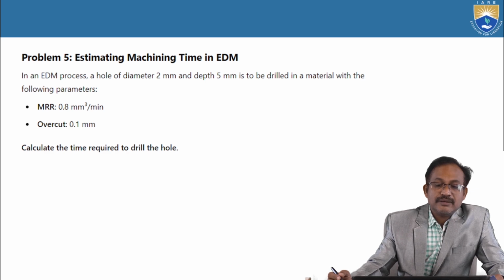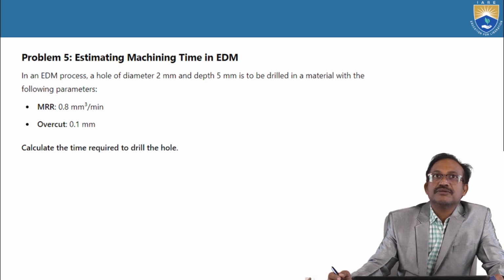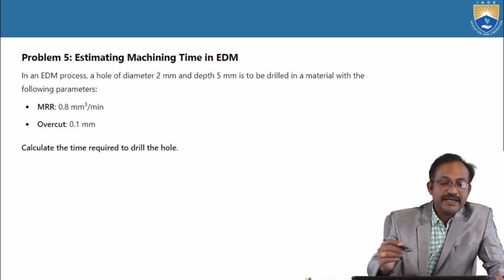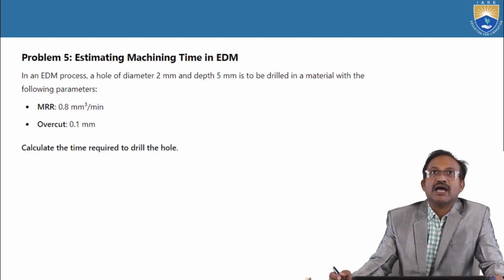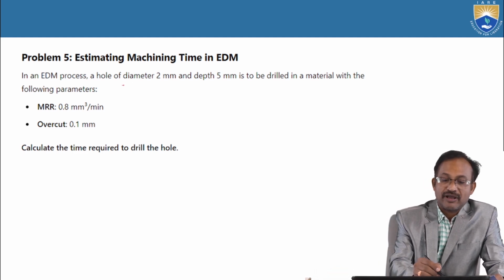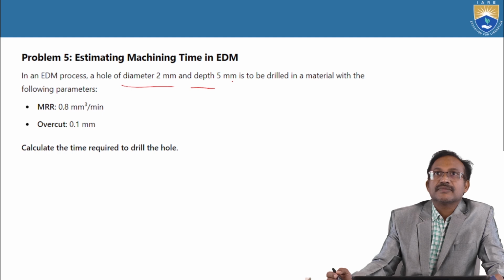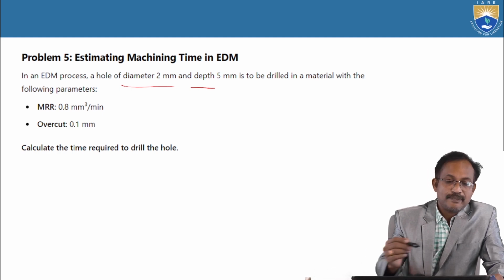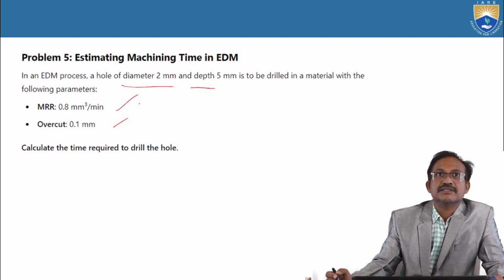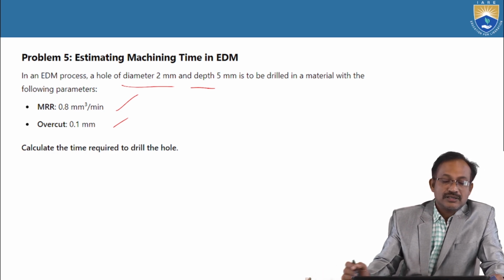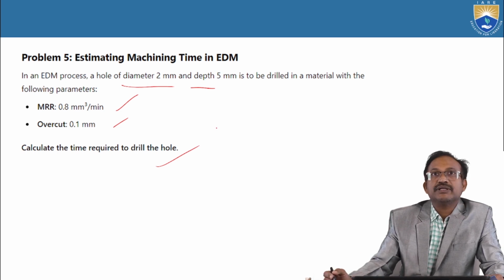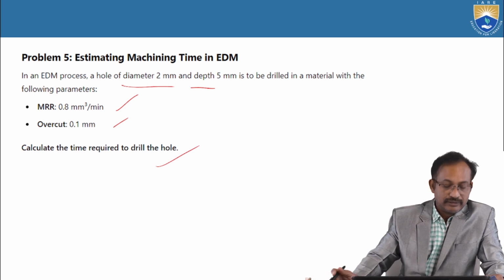Right, estimating machining time in electro discharge machining. In an EDM process, a hole of diameter 2 mm and depth 5 mm is to be drilled in a material with the following parameters. MRR, material removal rate, is 0.8 mm³ per minute and overcut is 0.1 millimeters. So calculate the time required to drill the hole.